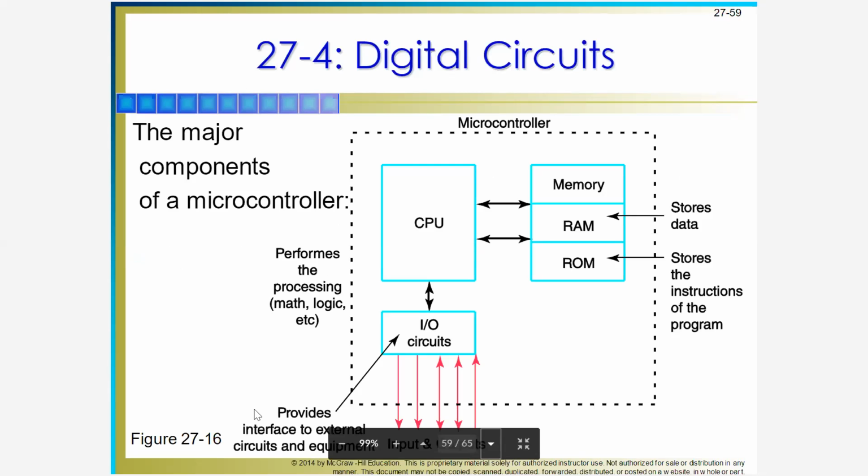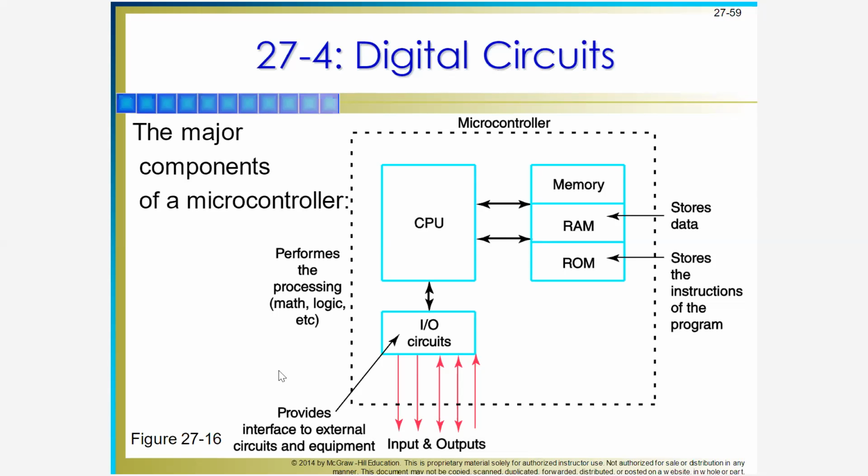The major components of a microcontroller: what are they? We have the CPU, and we have memory, which can be RAM or ROM, then I/O, input-output circuits. As long as it has I/O, it can provide an interface to external circuits and equipment. It means a microcontroller can be connected to other components or equipment using these input-output circuits.